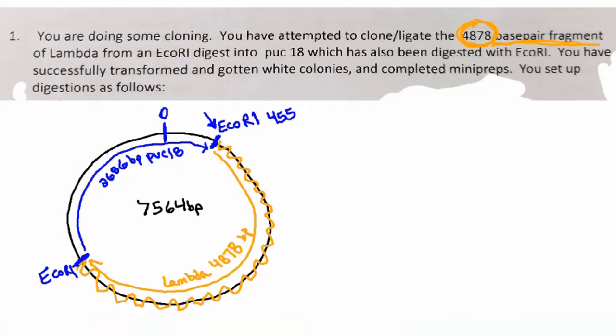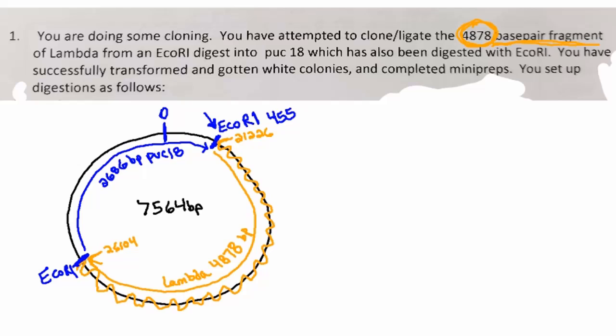So back to our drawing, this beginning of lambda is actually going to be lambda's base pair number 21226, and this where lambda ends is going to be 26104 for lambda. That's the base pairs in the lambda fragment.